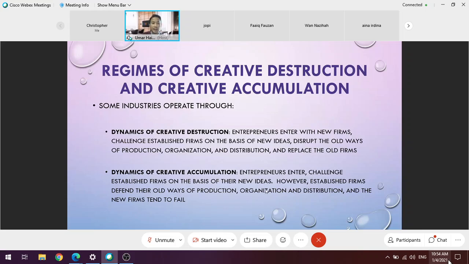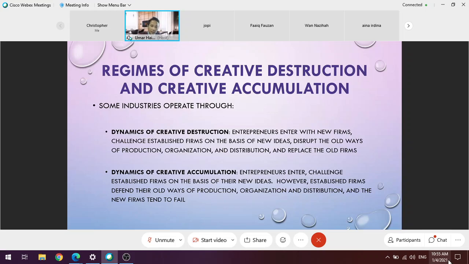The next part is the dynamics of creative accumulation. This is where entrepreneurs enter and challenge established firms on the basis of their new ideas. However, established firms defend their old ways of production, organization, and distribution, and the new firms tend to fail. Just now we talked about how new businesses come out with new ideas that totally challenge the established business.